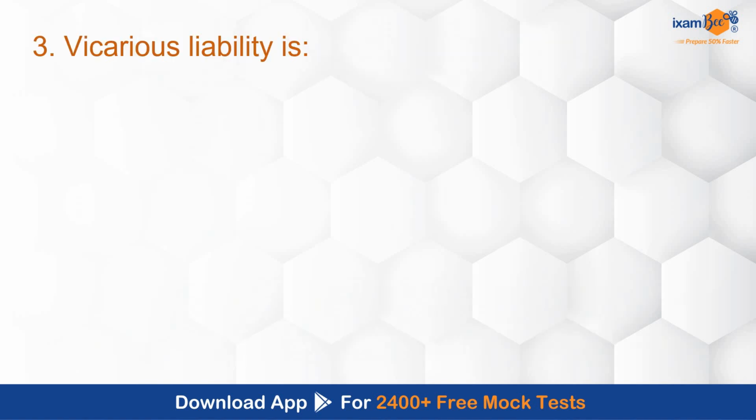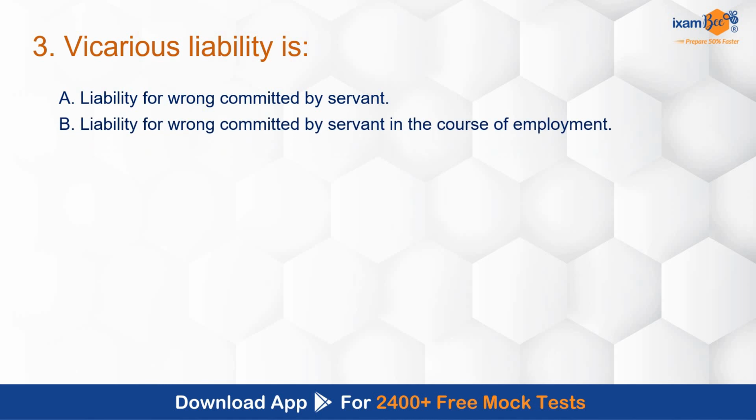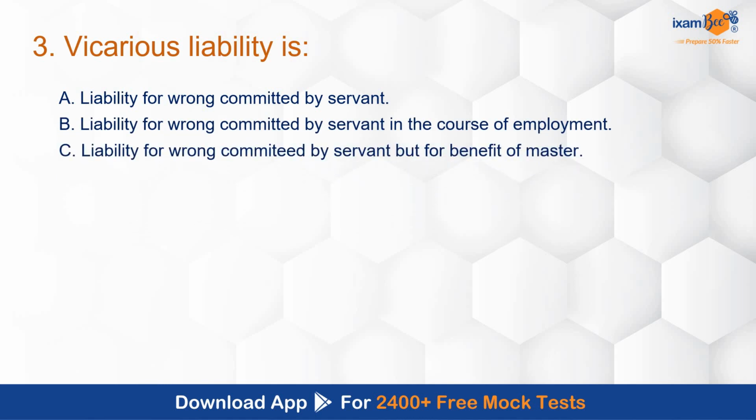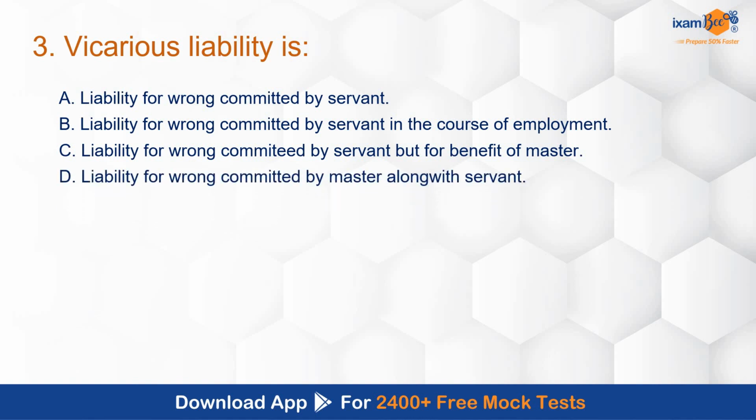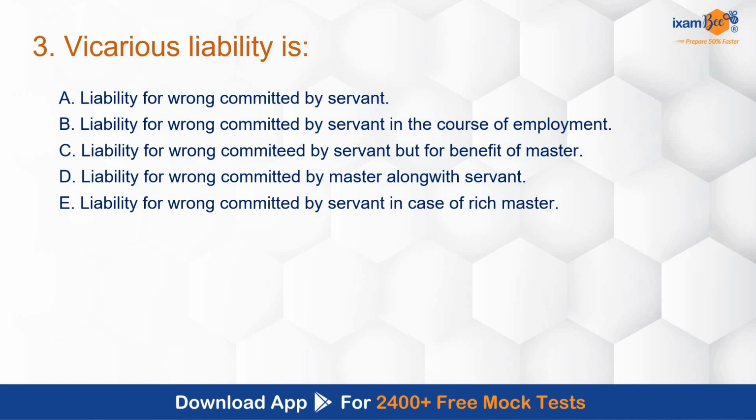Question number 3. Vicarious liability is liability for wrong committed by servant, liability for wrong committed by servant in course of employment, liability for wrong committed by servant but for benefit of master, liability for wrong committed by master along with servant, liability for wrong committed by servant in case of rich master. The correct answer here is B, liability for wrong committed by servant in the course of employment.